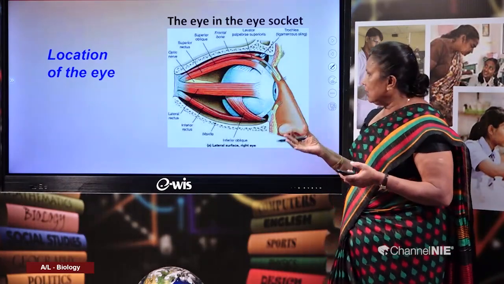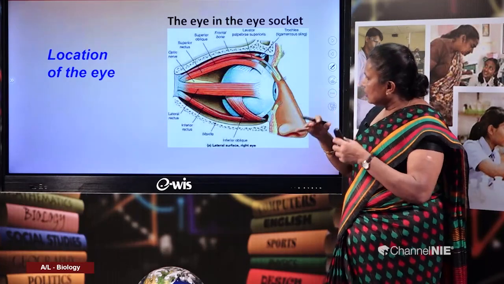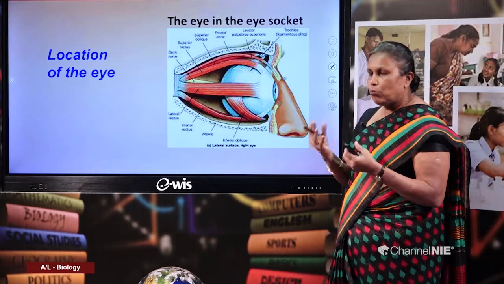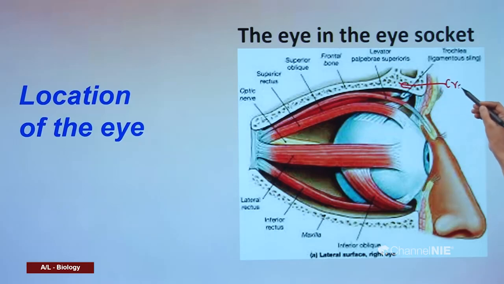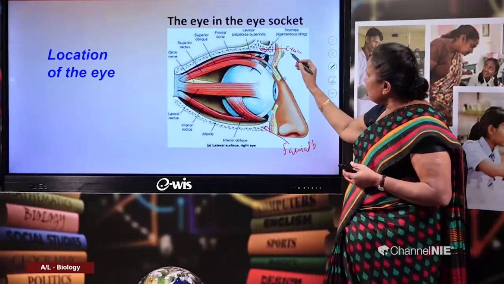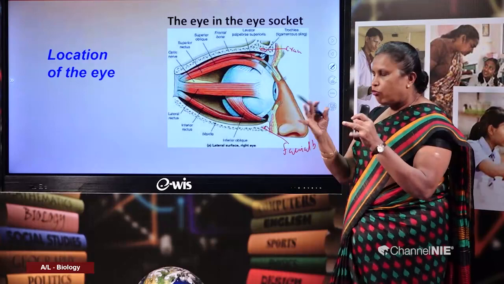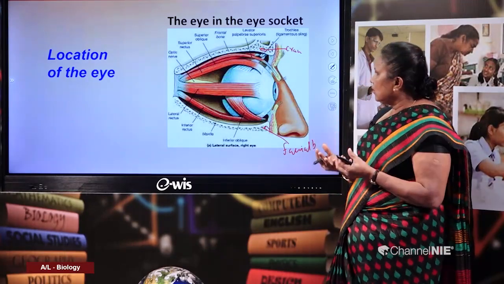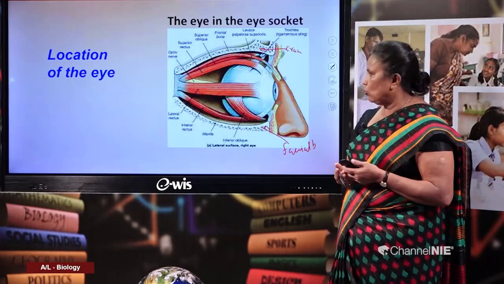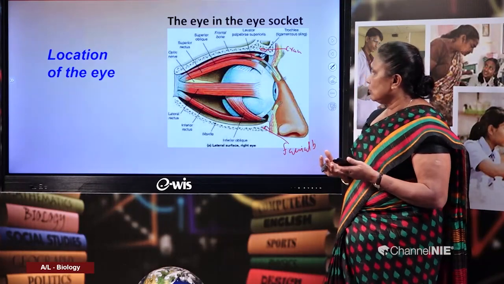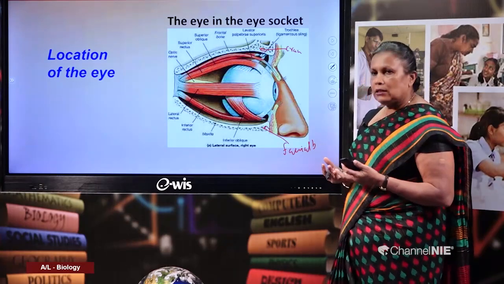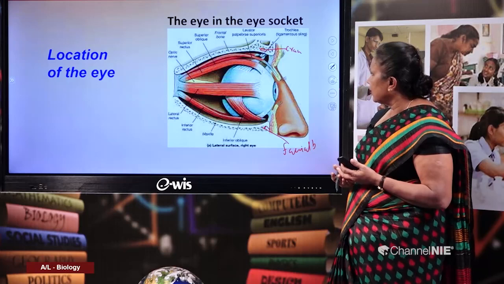The eye socket is actually made from bones. Some of these bones are cranial bones, and some are facial bones. So the facial bones and cranial bones form a cavity in which the eyes are present in humans. So they are very well protected inside these bony cavities.